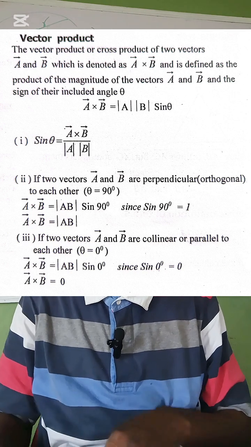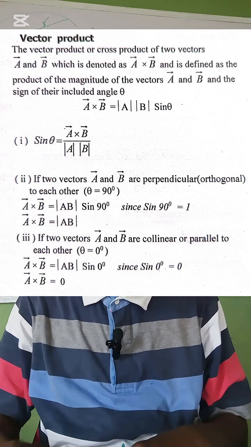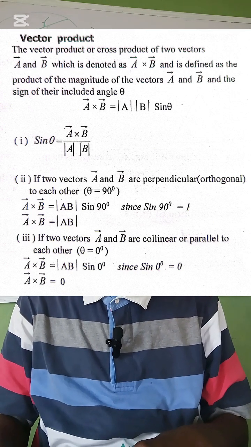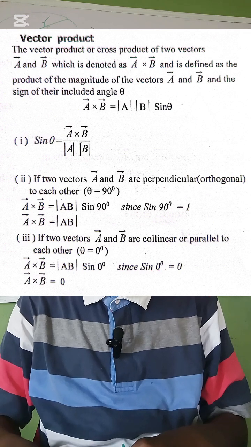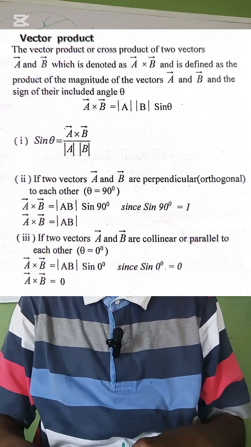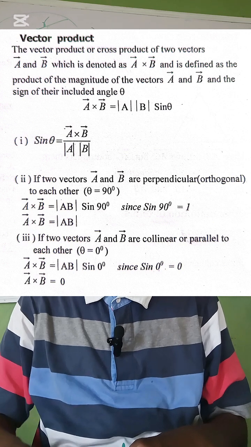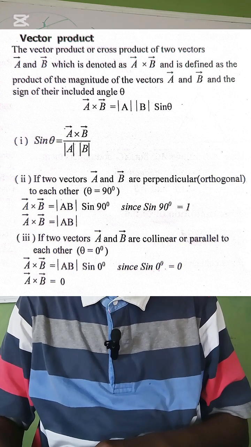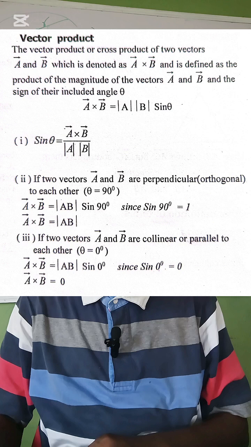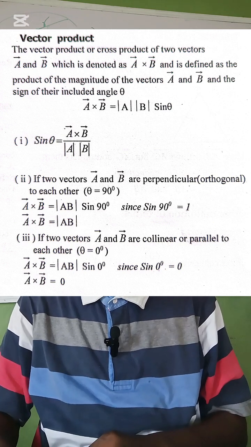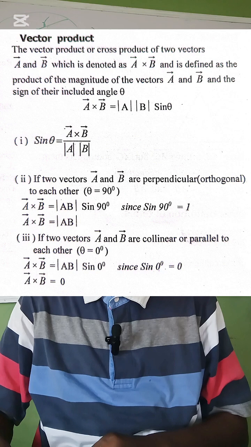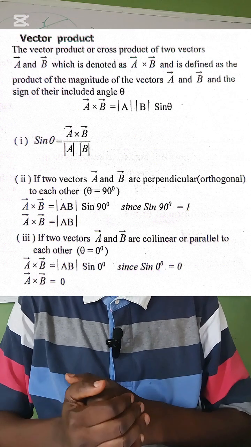Now let's move over to vector product. We have discussed scalar product. Now vector product. The vector product or cross product of 2 vectors, that is A and B with the arrow, you can see, which signifies that they are vectors, is denoted as A × B and is defined as the product of the magnitudes of the vectors A and B and the sine of their included angle theta.